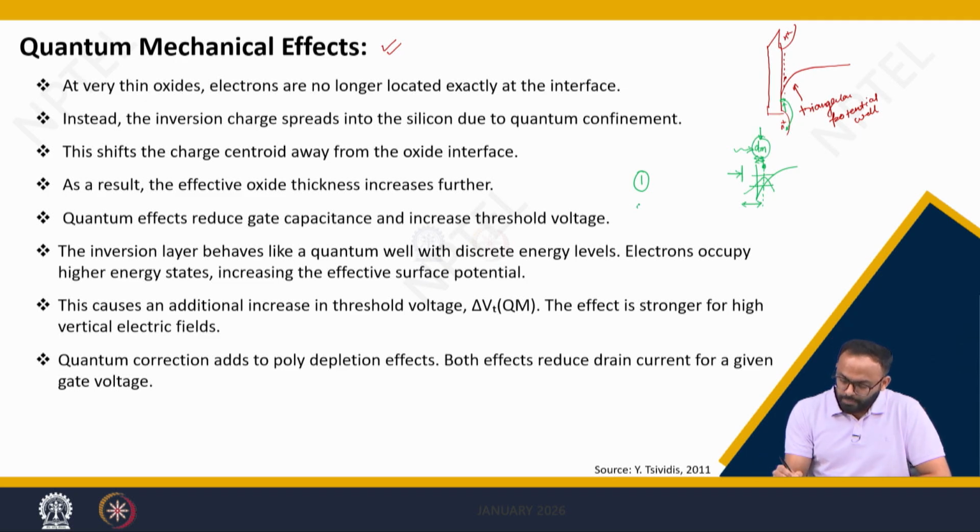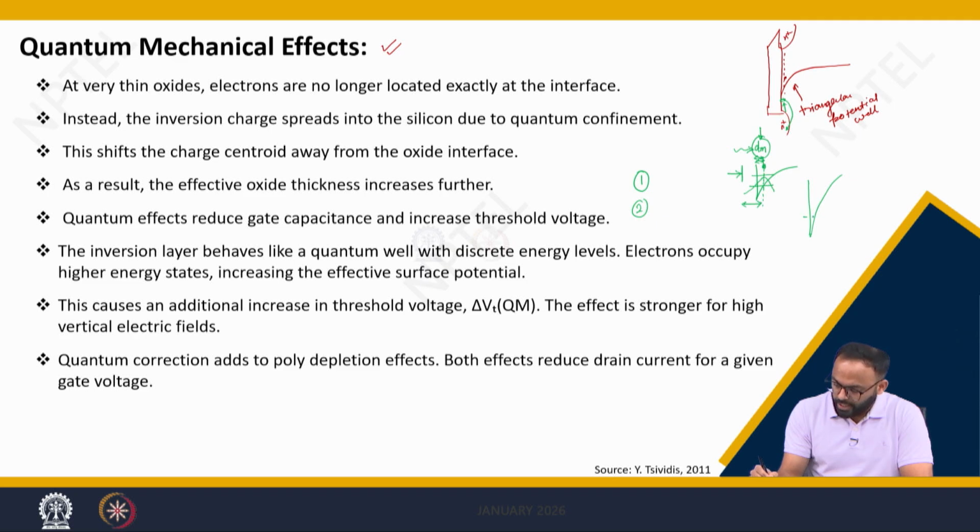The second quantum effect we simply ignored is the band gap widening. When you go for a quantum effect and you find that the electrons are confined in a triangular potential well, then the band energy is not continuous.